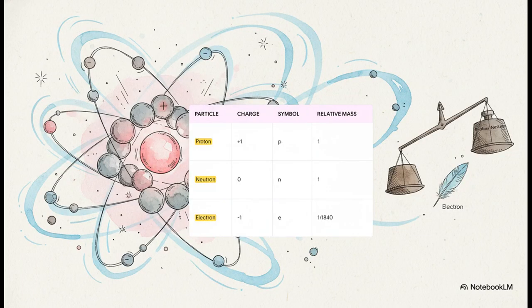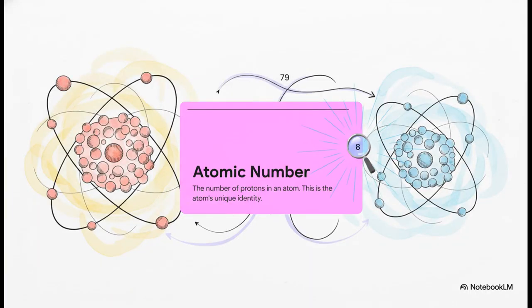You've got the proton, which is positive, the neutron, which is neutral, no charge at all, and then the super tiny electron, which is negative. And get this, look at the mass. If a proton or a neutron was a bowling ball, an electron would be like a single grain of sand. The two heavyweights, the protons and neutrons, hang out in the middle, and the incredibly light electrons just zip around the outside.